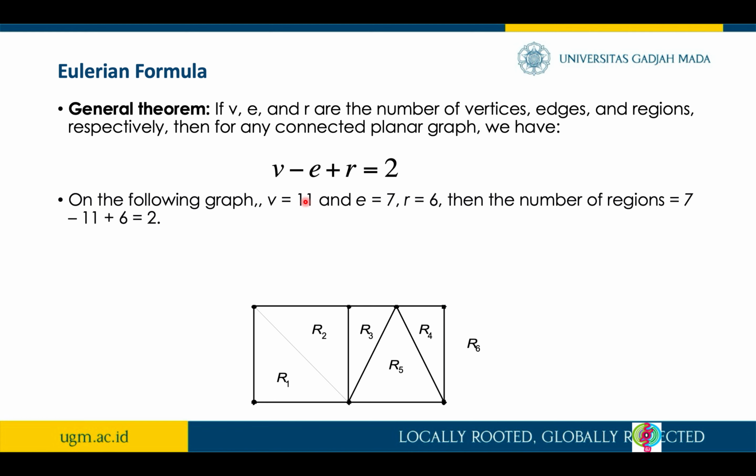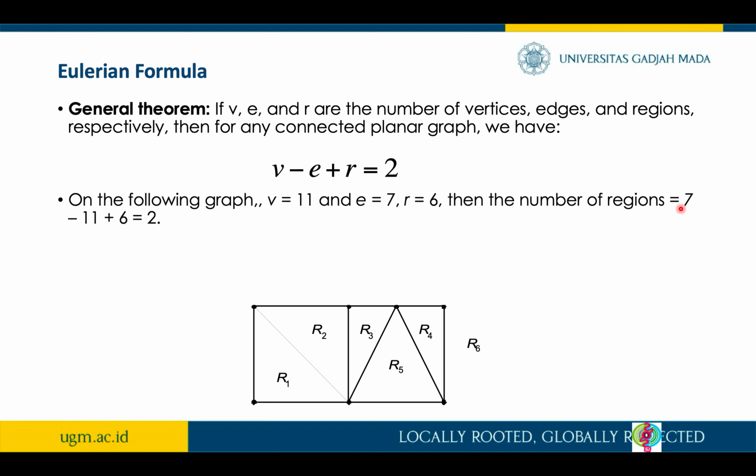To put it in the formula, we have the number of vertices, the number of edges, and the number of regions. I don't think the number of vertices should be 7. Let me count: 1, 2, 3, 1, 2, 3, 4, 5, 6, 7. Yes, it should be 7, and then the number of edges is 11, and we have 6 regions here.